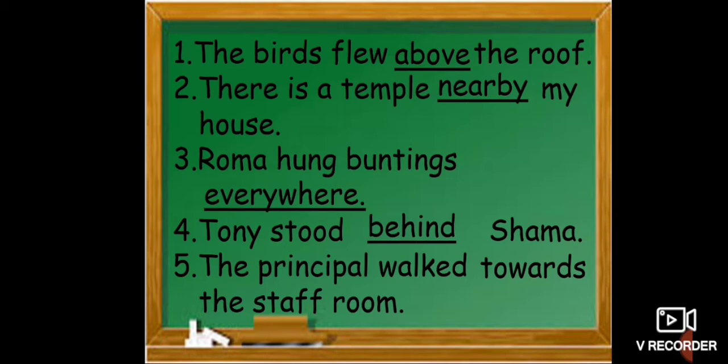Read the next sentence. The principal walked towards the staff room. Which is the action here? Walked. So ask the question. Walked where? Towards the staff room. So the word towards is the adverb of place.